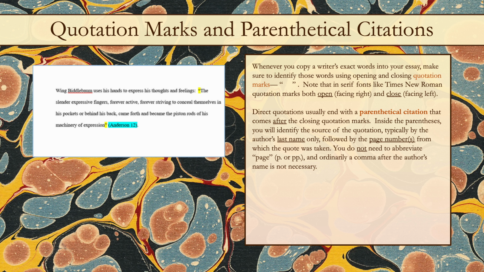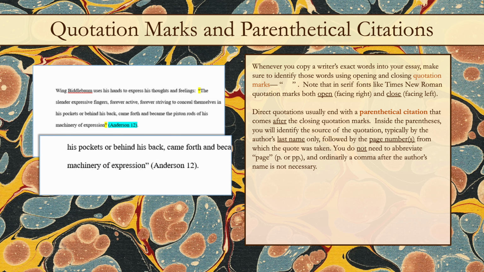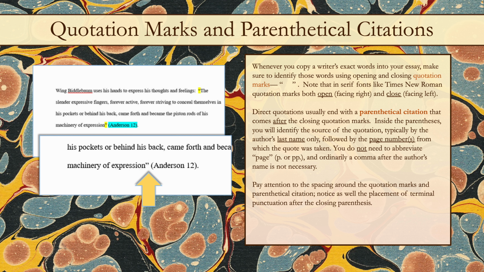So here's an example of a typical quote. I've highlighted the quotes in yellow. You'll notice that they open and close, and the parenthetical citation is highlighted in blue. I've opened it up a little bit there, zoomed in a bit. Pay attention to the spacing around the quotation marks and parenthetical citation. There's a space between the closing quotation marks and the first parenthesis of the parenthetical citation, and the terminal punctuation comes after the closing parenthesis.